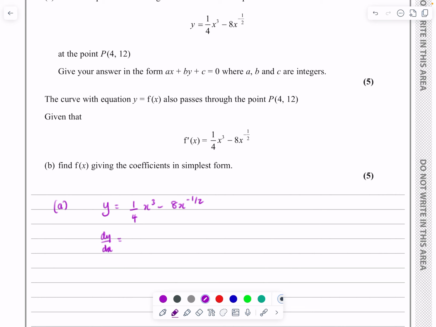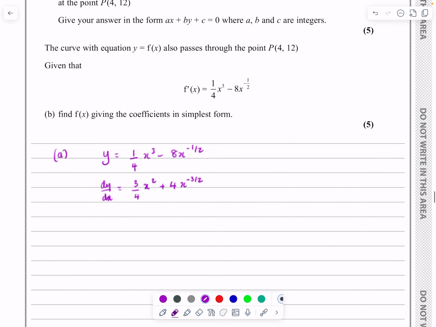So dy by dx, remember, multiply by the power and take one off the power. So that's going to give me 3/4 x squared. Same thing again, multiply by the power. So minus 8 times minus a half is going to give me plus 4. Take one off the power, taking one off of minus half will give me minus 3/2.